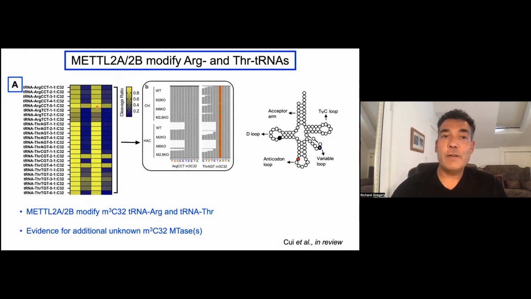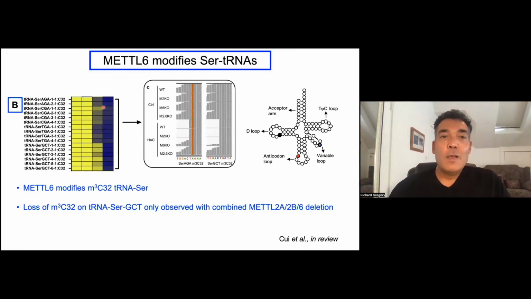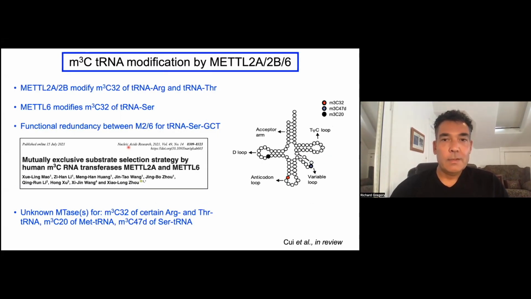We could also identify at least 3 isodecoders that require an unknown enzyme that remains to be identified. We could show that METTL6 is largely responsible for serine modification. However, for this particular serine, GCT, there's redundancy between METTL2A and 2B. It requires that it's modified by both enzymes. So that's just a summary of what I just mentioned.